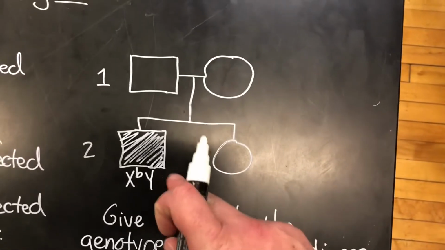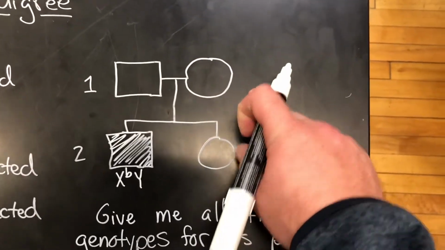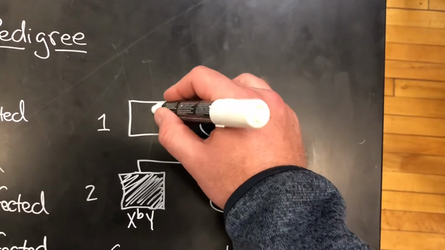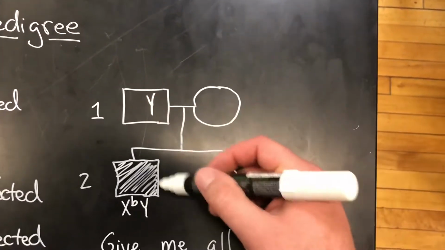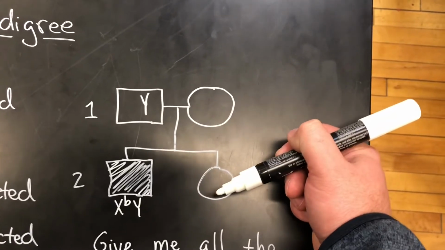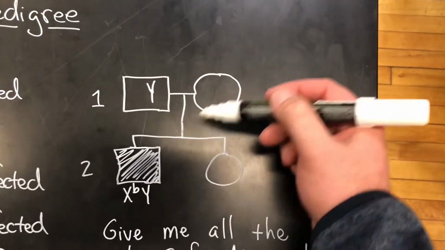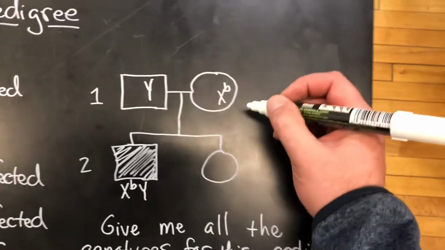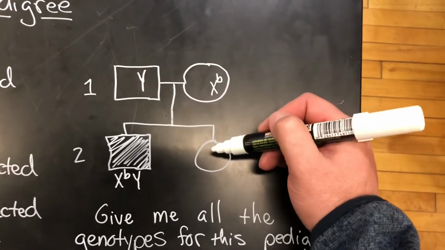Now we can use the kids to figure out the parents. All right, so we know that this Y had to come from dad. We just know that because males determine the gender. Now, we know that this X little b had to come from mom, because you get one from mom and one from dad. So we know that this one had to come from mom.